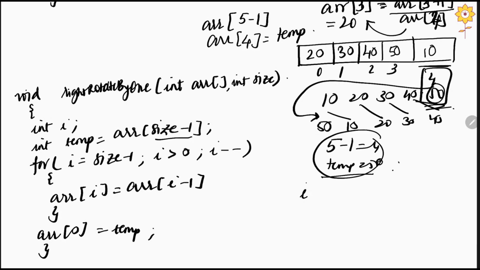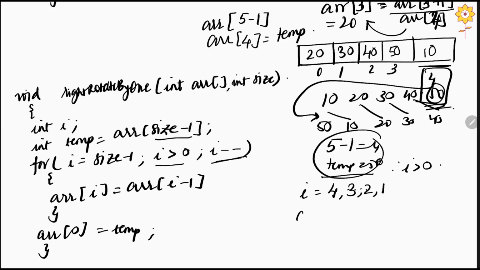Then we are starting i with size minus 1, which is 4, correct. Then this will go on till which value? i should be greater than 0. So 4, then 3, then 2 and 1, yes. So it will take 4 values. For 0, this condition will stand false, correct. So why are these values decrementing? Because we have written i minus minus.